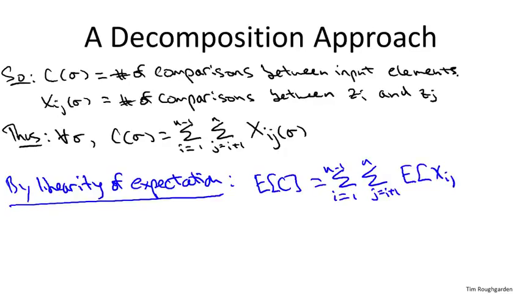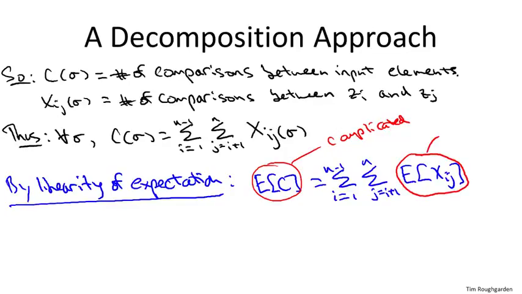Again, why is this interesting? Well, the left-hand side is complicated. This is some crazy number of comparisons by some algorithm on some arbitrarily long array, and it fluctuates between two pretty far apart numbers, n log n and n squared. On the other hand, this does not seem as intimidating. A given xij is just 0 or 1, whether or not these two guys get compared or not. So that is the power of this decomposition approach. It reduces understanding a complicated random variable to understanding simple random variables.